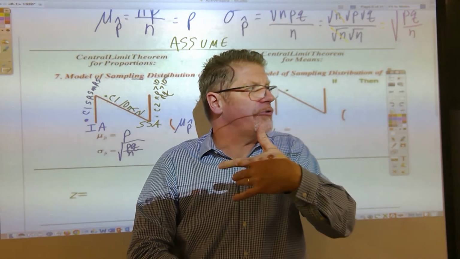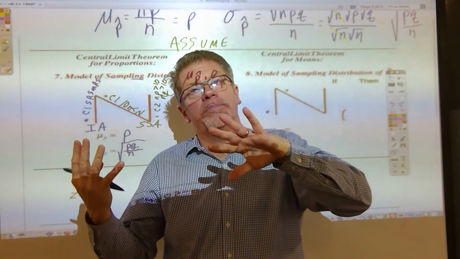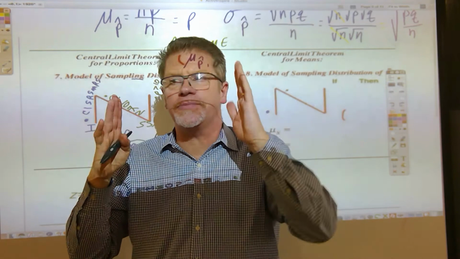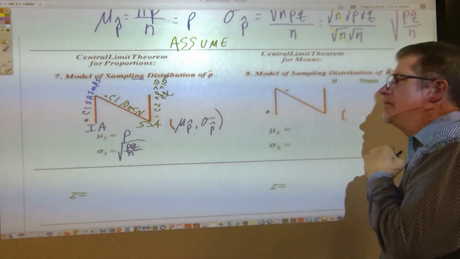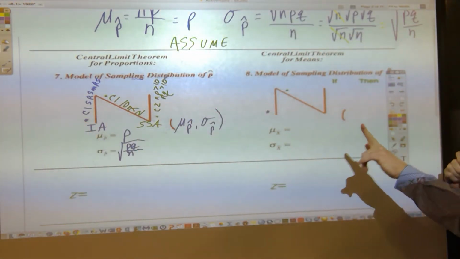Otherwise, we wouldn't be able to use these formulas. So we're going to have to modify this once we get to chapter 19. Chapter 18 is a theoretical chapter on the central limit theorem. Okay, so now we have that.